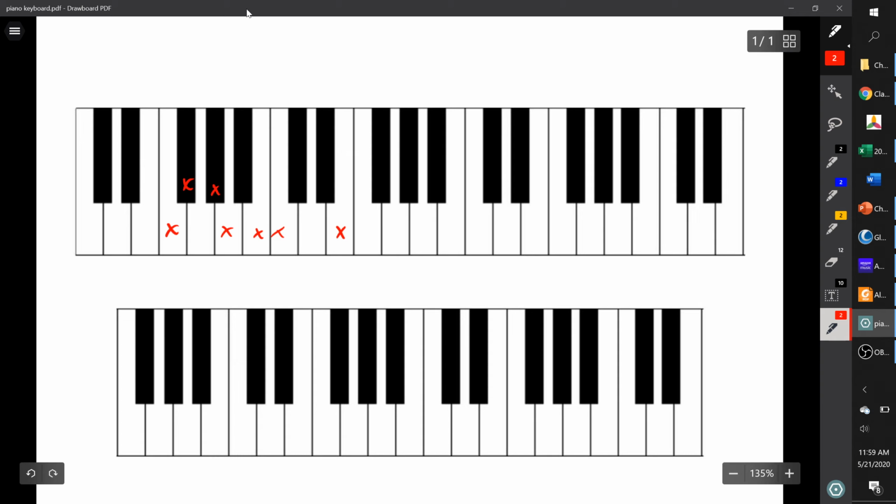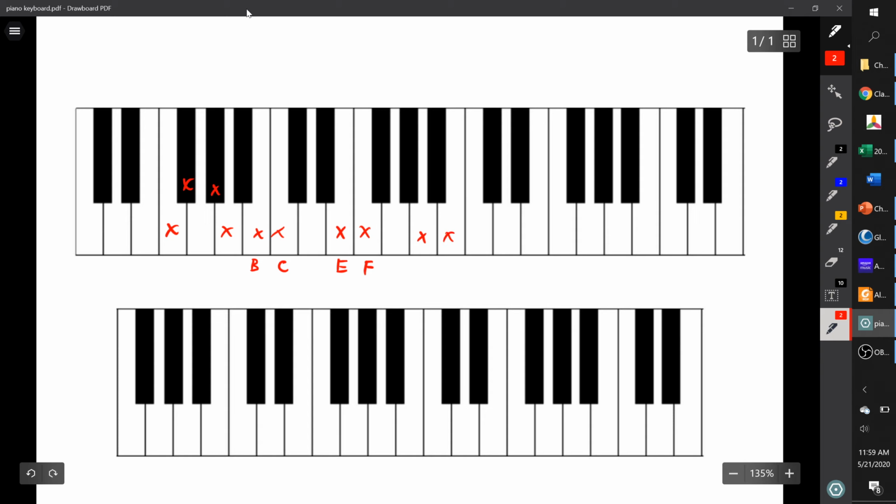Likewise, here, so by the way, this is from B to C. From here, we're going from E to F. There's no black key in between. So a half step is from white key to white key. So between B and C, you have a half step between the two white keys. E to F, you have a half step between the two white keys. Other than that, every other time you're going from one white key to the next, it's a whole step.